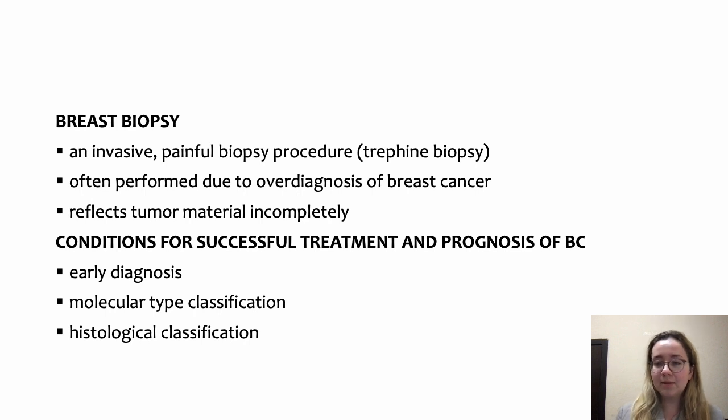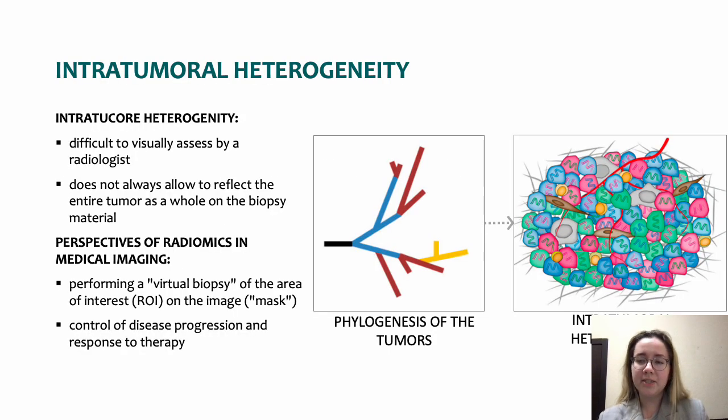Today, for successful treatment of breast cancer, in addition to early diagnosis, accurate results of tumor classification by molecular type and histological type based on biopsy are required. A formation that is suspicious of malignancy is very important to fully evaluate in volume. This is due to intratumoral heterogeneity. It reflects the phylogenesis of the tumor and the development of individual cell lines and its structure over time. Just for assessment of intratumoral heterogeneity in the future, such a method as radiomics can help us.